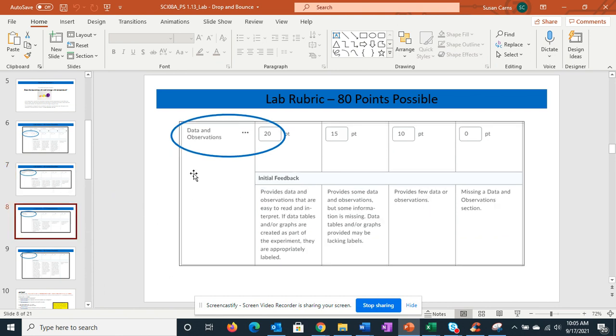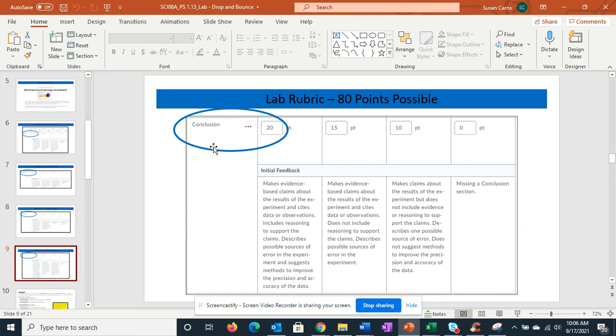Part 3 of the rubric is called Data and Observations. This is where you'll provide those things in an easy to read and interpret way. Include your graph or data table. Both you should have by the end of the experiment procedure process. So you should include both your data table and your graph. Make sure those are labeled appropriately.